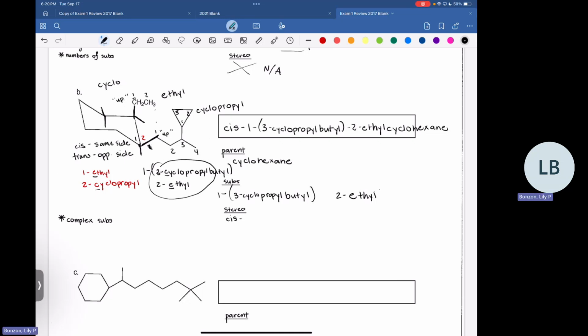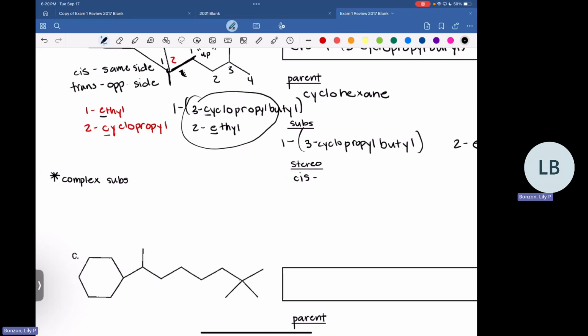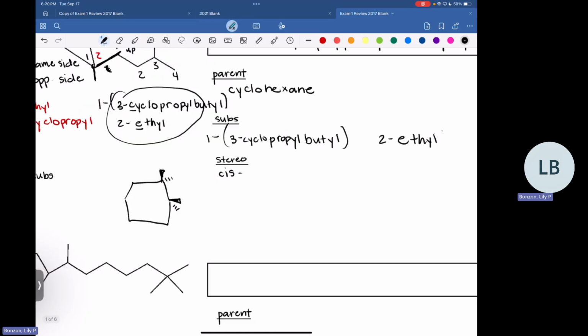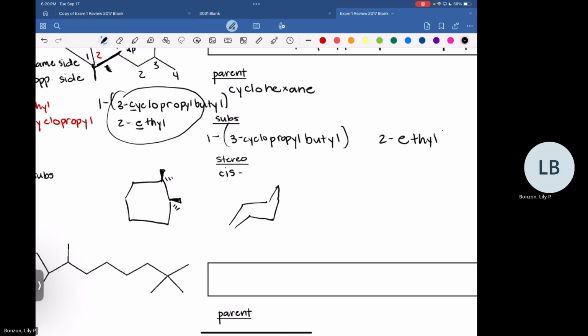So stereochemistry for cyclic structures, you'll either be given a cyclic structure drawn as a normal hexagon, and then you might see wedges or dashes. In the chair conformation, it's a little bit more difficult to see, but you're going to be basing it on the up and down positions of the axial and equatorial.